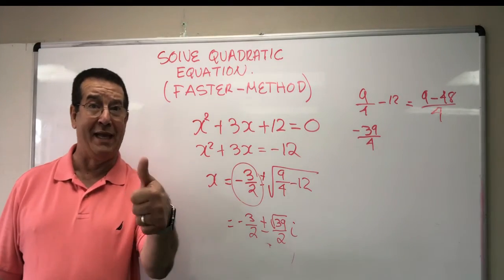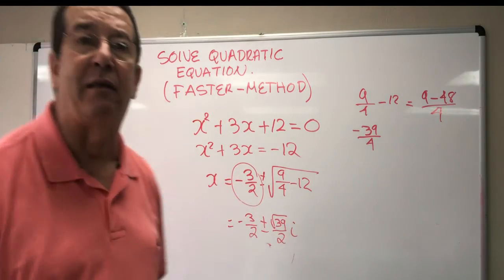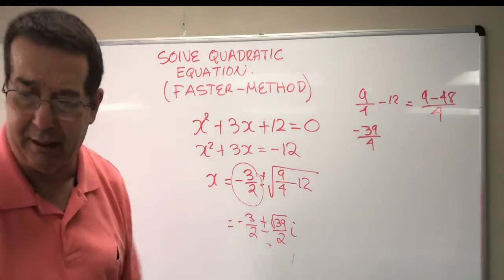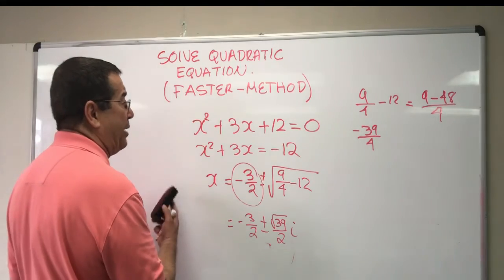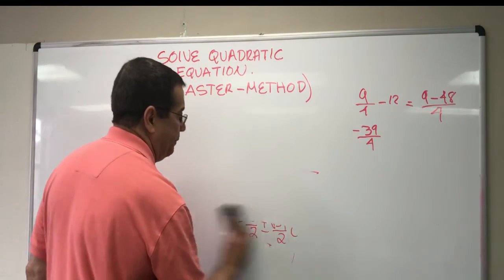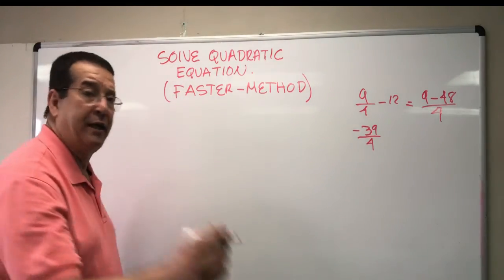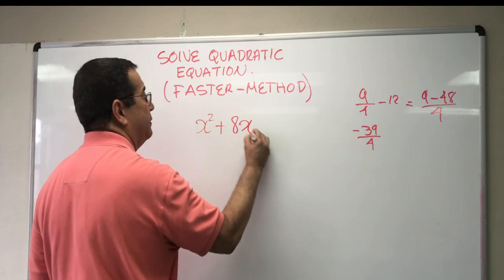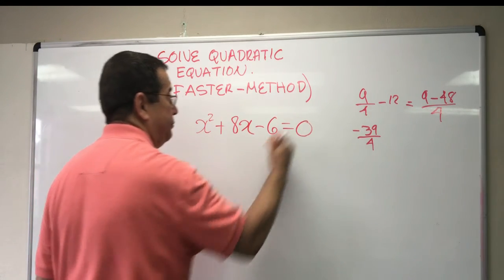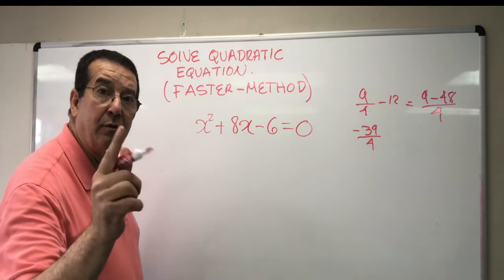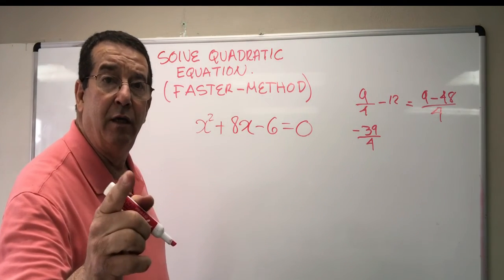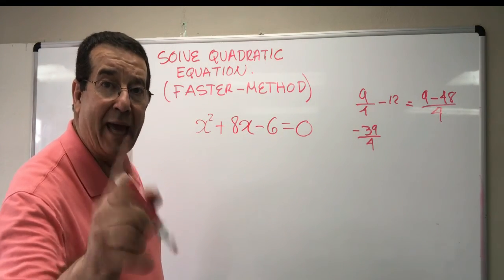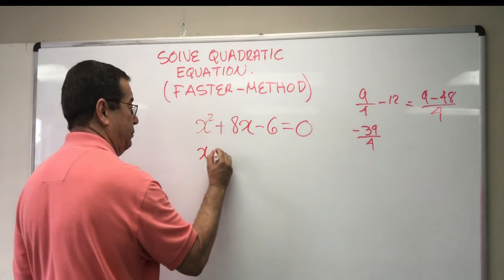And I'm going to do one exercise faster, directly. Pay attention. Now, another example. I want the student to do it like this. x squared plus 8x minus 6 equals 0. Directly, you can train the student to find the solution directly. You say x is equal.